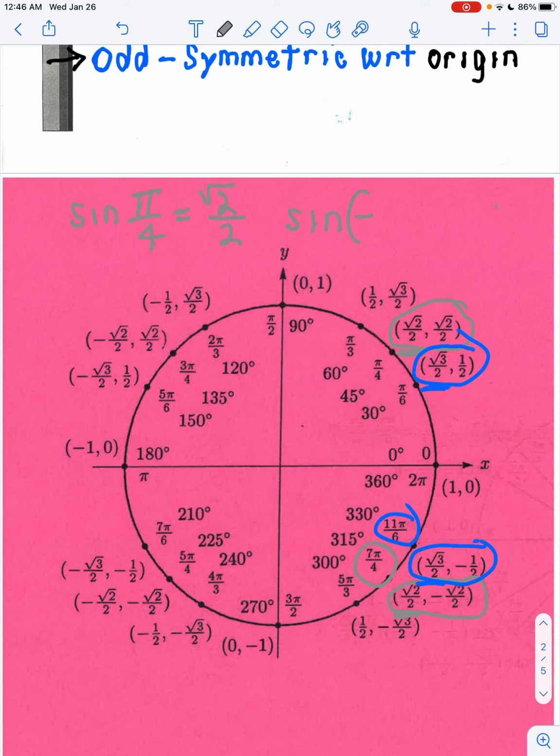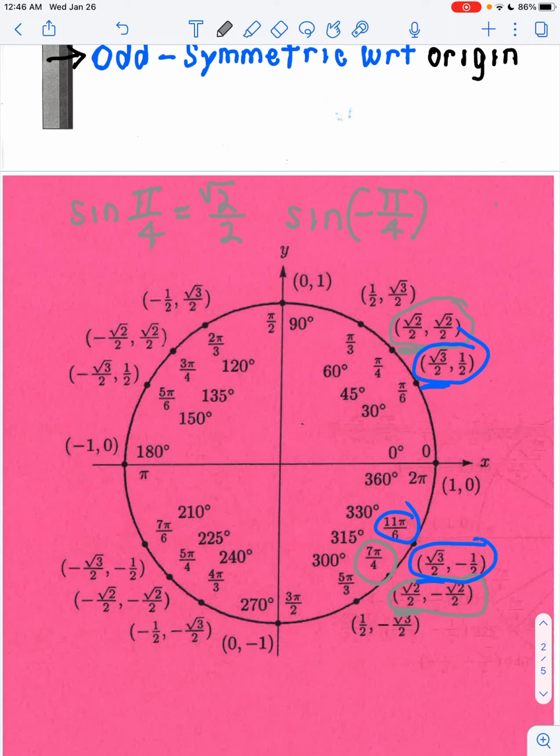But if I take the sine of the opposite of pi over 4 in quadrant 4, of course, the y-coordinate would be negative, and therefore the opposite of the square root of 2 over 2. And that's because in quadrant 1, y-coordinates are positive, but in quadrant 4, where the opposite of the angle occurs, the y-coordinates are negative. That's also true in quadrants 2 and 3. In quadrant 2, y's are positive, but in quadrant 3, y's are negative. And that's where the opposite of the angle can be found.